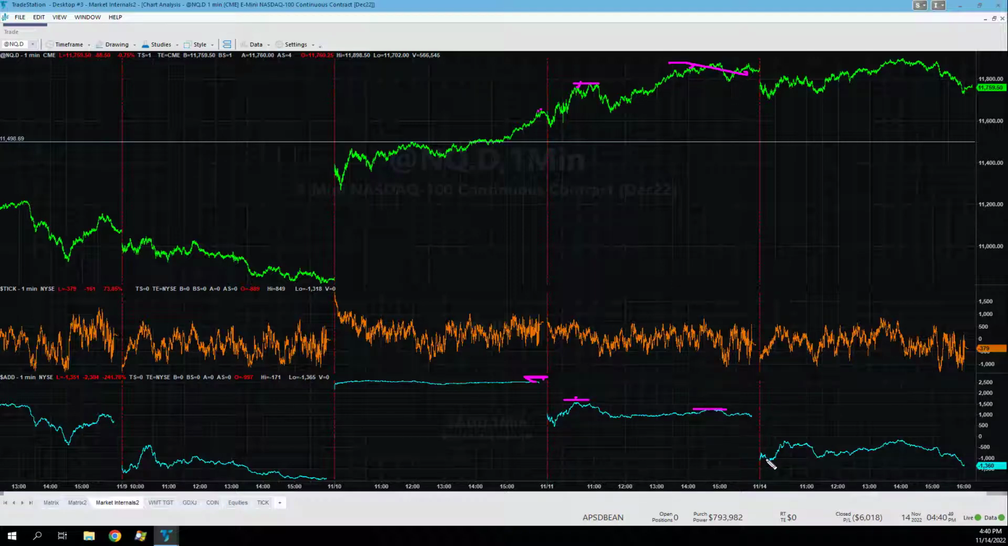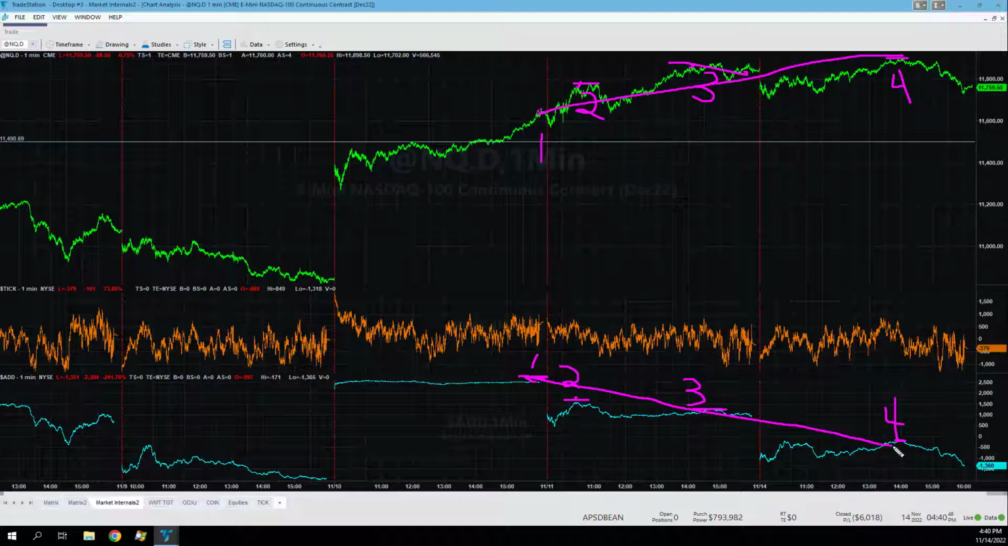And then today the advanced decline line gaps down, the market gaps down, and the market trades higher. Once again, the advanced decline line high is lower. So you have 1, 2, 3, 4 points right here: 1, 2, 3, 4 higher highs in the market and lower highs in the broader advanced decline line.